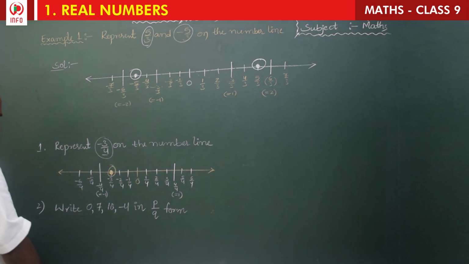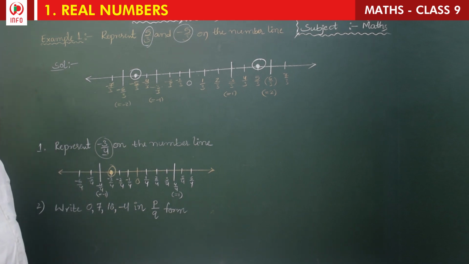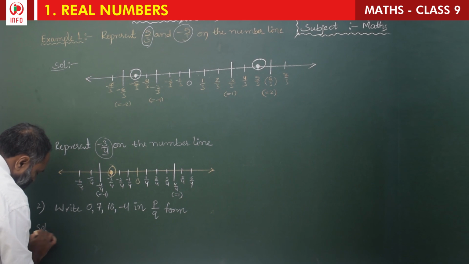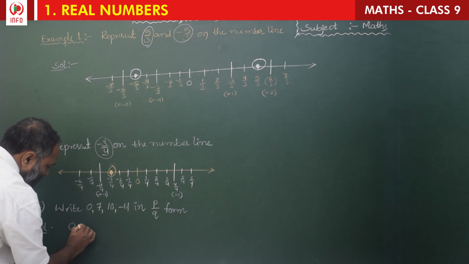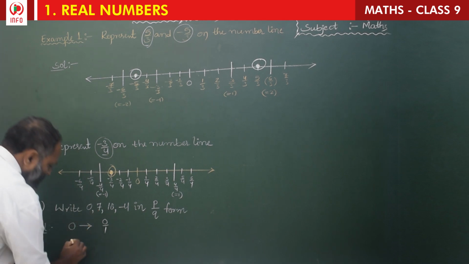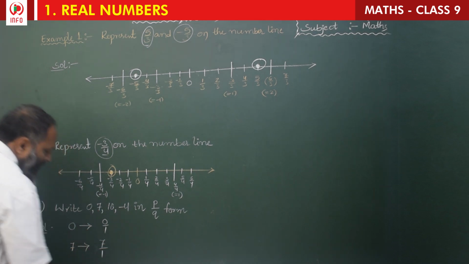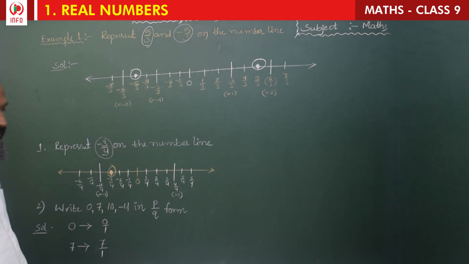Now after that, write 0, 7, 10, minus 4 in P by Q form. The next question, P by Q form. It is also very easy to represent. 0, then how to represent in P by Q form? 0 by 1. Then 7, how to represent in P by Q form? 7 by 1. Without a denominator means by 1 is there.